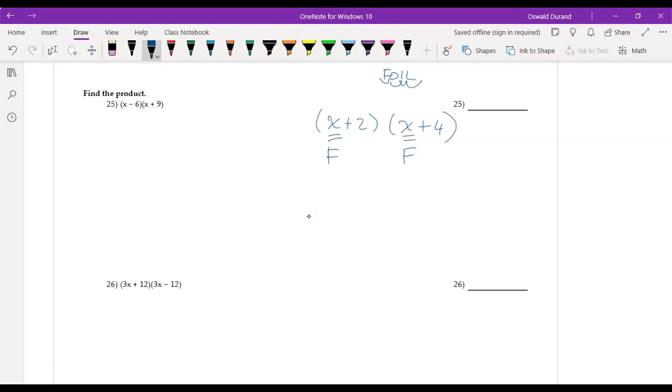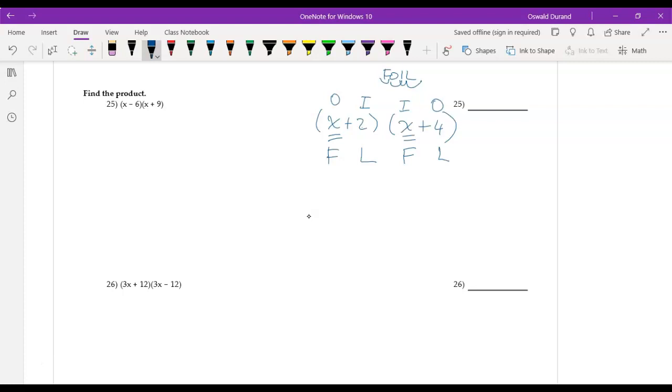So the first terms are x and x. The outer terms are the x and the 4. The O here represents the outer terms. The inner terms are the 2 and the x. And then the last terms are the 2 and the 4. So we put L and L. So when you match the F's and the O's and the I's and the L's, you multiply them. Here's what you get.